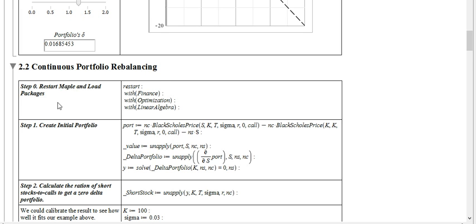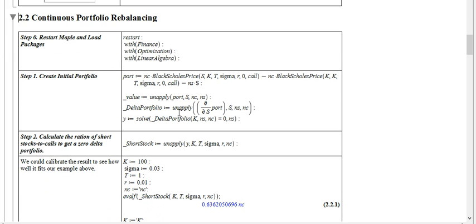We are already used to doing this, which means that every time we start building or putting together a set of commands, we begin with restart in order to clean the memory of our computer from any constants or variables that may have been still around. We're going to load 3 packages that we will use during this exercise: the finance package, the optimization package, and the linear algebra package.